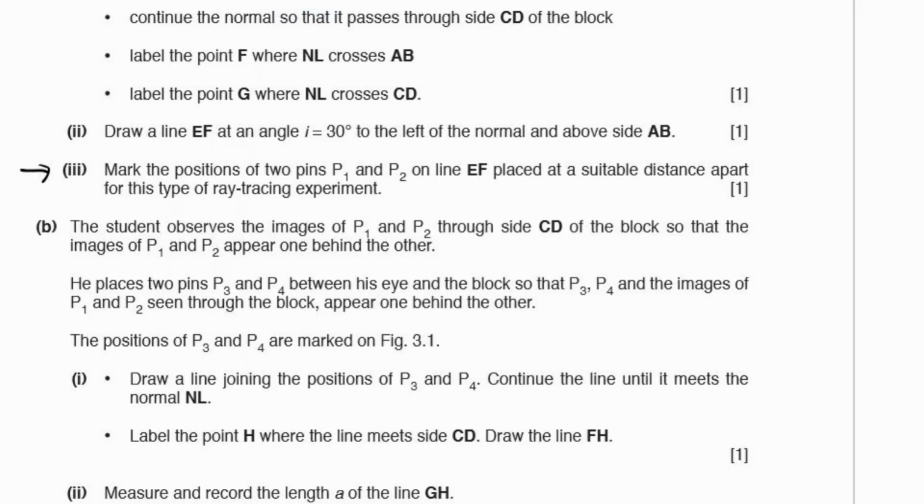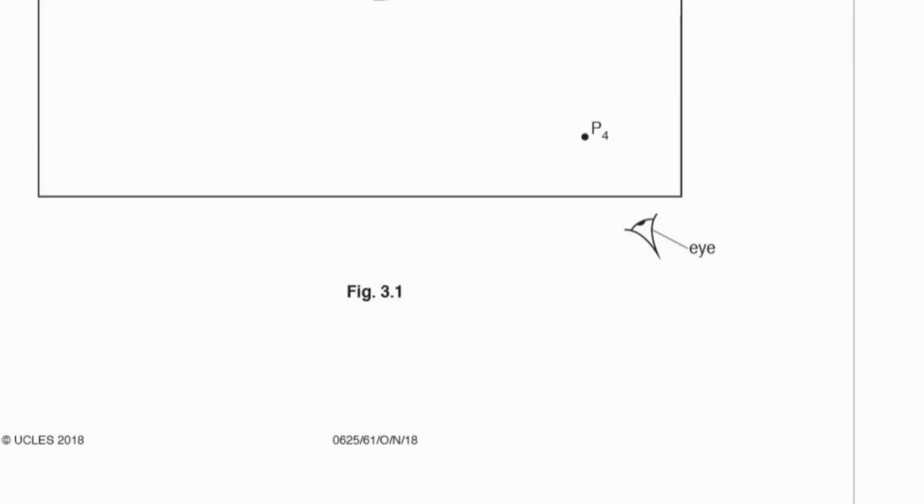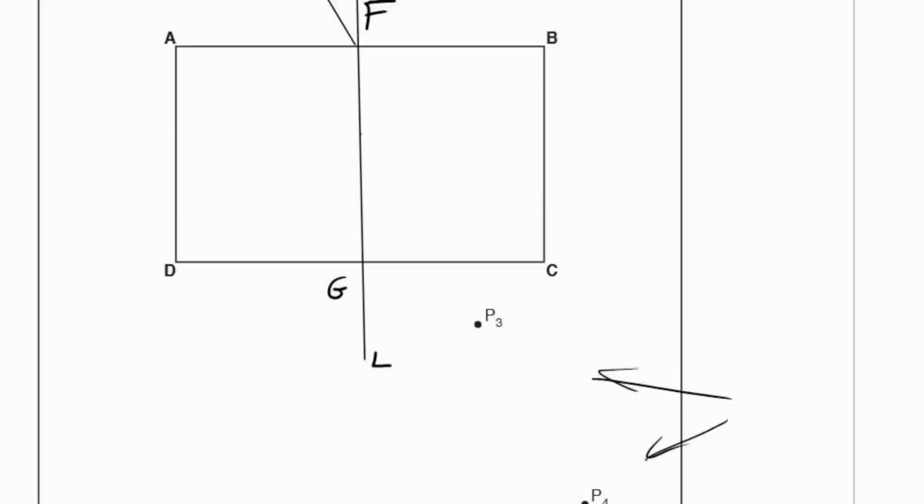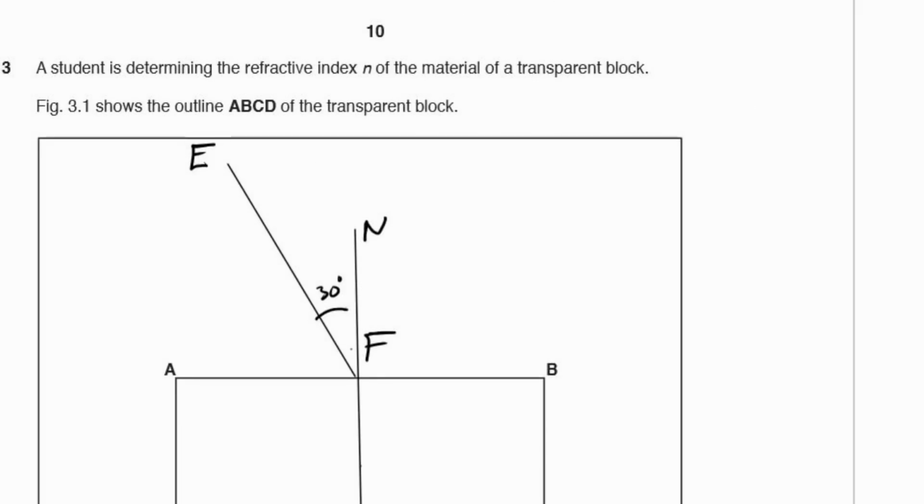Mark the positions of two pins, P1 and P2, on line EF, placed a suitable distance apart for this type of ray tracing experiment. There's always a good hint here. It says a suitable distance apart. If you look at the bottom of the page, they've already got a couple of pins drawn, P3, P4. That would appear to be a suitable distance apart. So as long as it's at least that size, we're doing well.